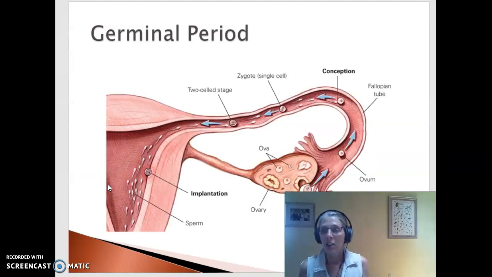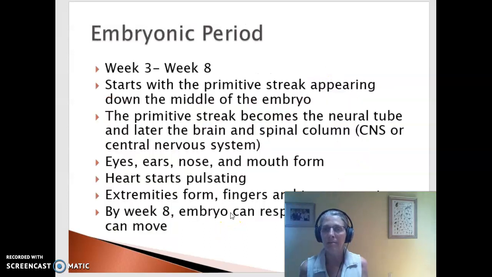This is the picture that I showed you earlier, showing the travels, we'll say, of the ovum once it's released from the ovary going down the fallopian tube and implanting in the uterine lining. Embryonic period is that week 3 through 8.